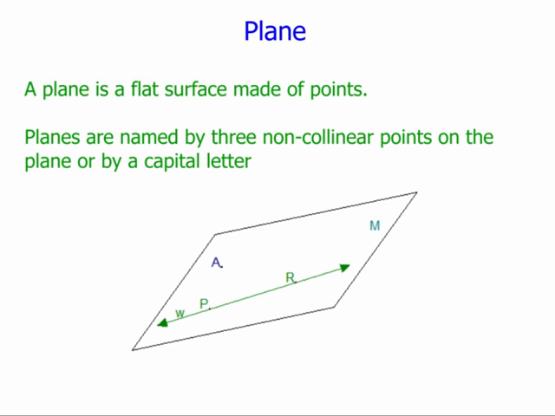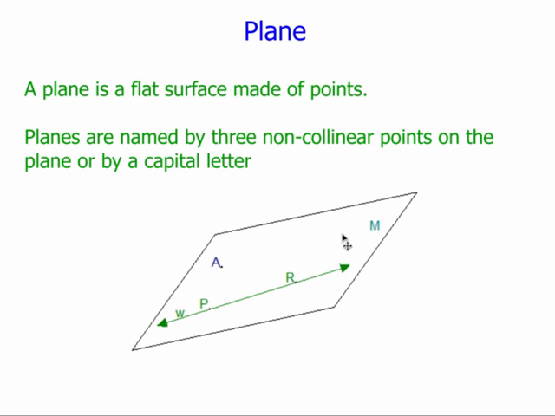All right, next up is a plane. A plane is just a flat surface made of points. You can think of it as a piece of paper. It's a two-dimensional shape, and it's made up of a bunch of points. We often represent them by a quadrilateral like this one, but really the plane extends forever in all 360 degrees, in all directions in its 2 dimensions.